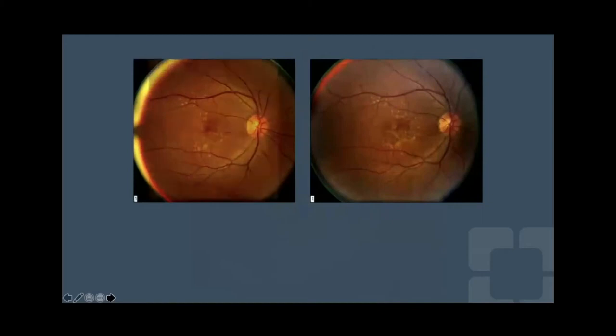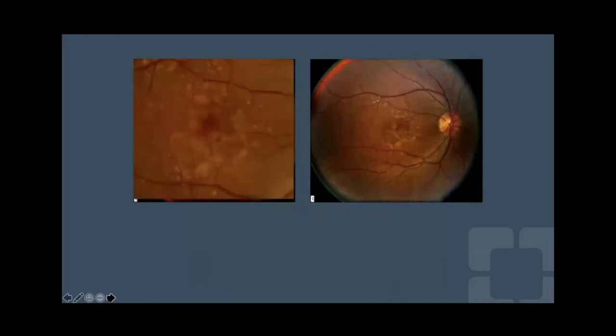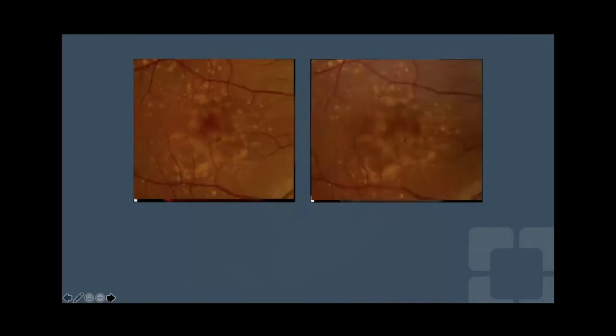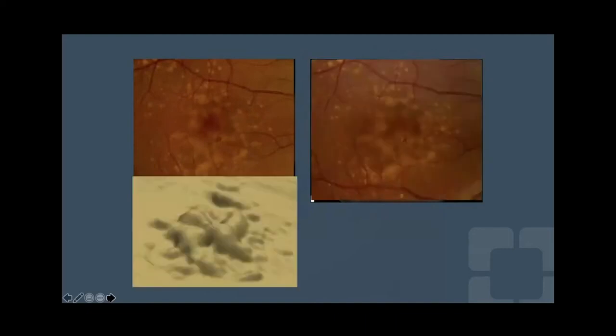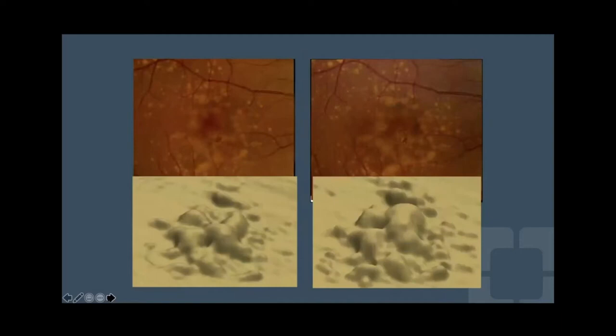And here's two different time points for this patient. Here's a close-up view of the macula in this patient. And what you can see essentially is the drusen appear to change in size and morphology. We can look at the volume change over time, and it has increased, as we expect to see in many patients with intermediate AMD.